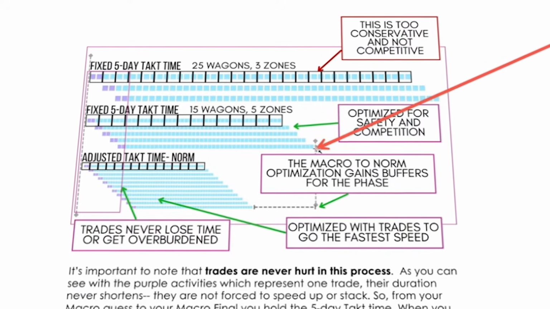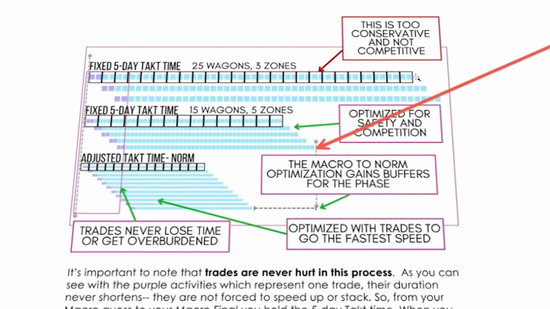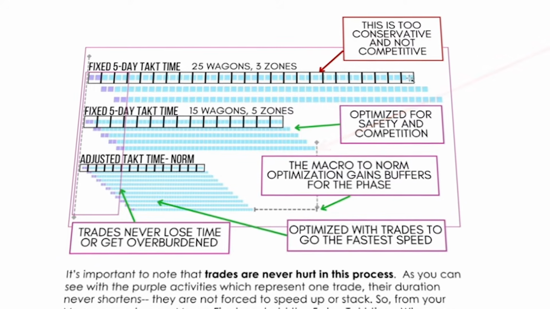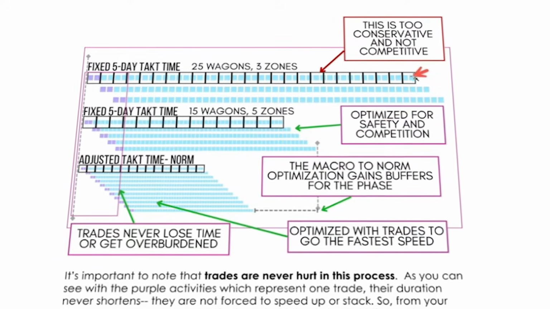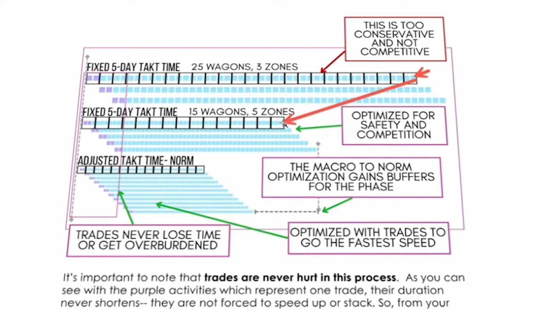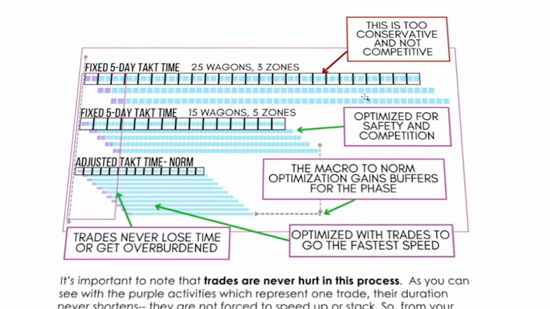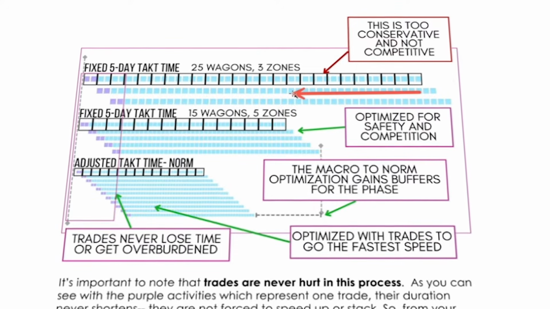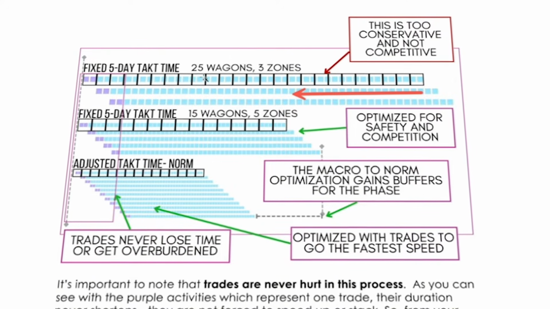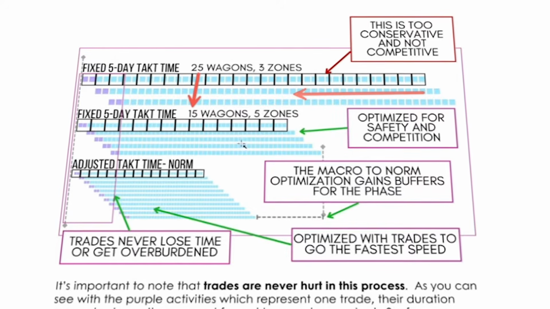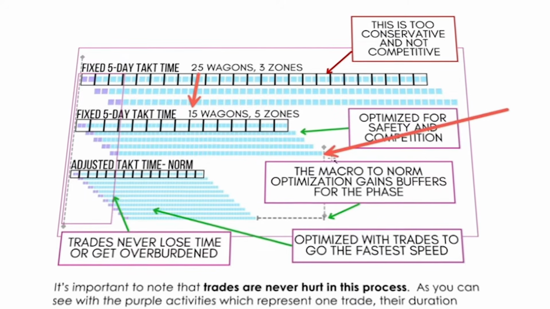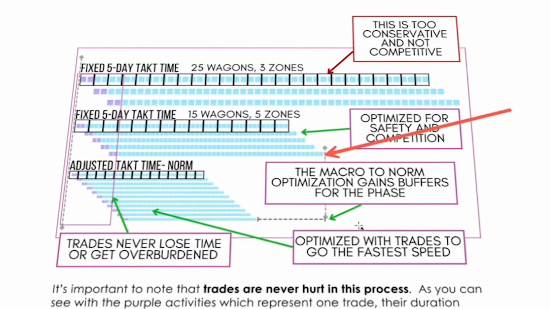fixed 5-day takt time. And you can see if the amount of work, these smaller activities right here, actually decrease in duration because you have more zones and they're spread out more, then it's going to narrow and the work will fit into fewer wagons. That's why the first was 25, the second was 15. But now you have a great macro level promise because we ran it through the calculator.